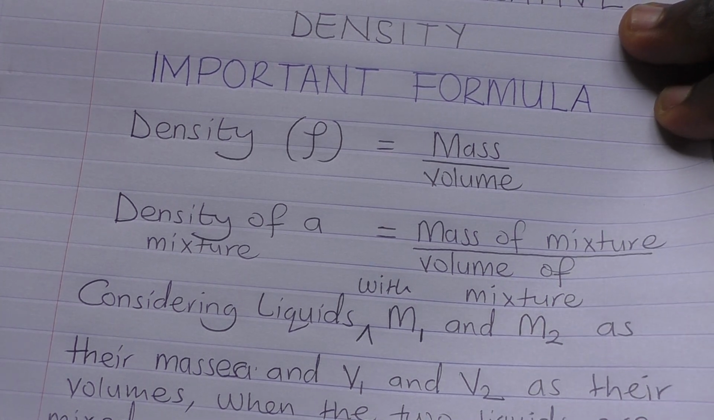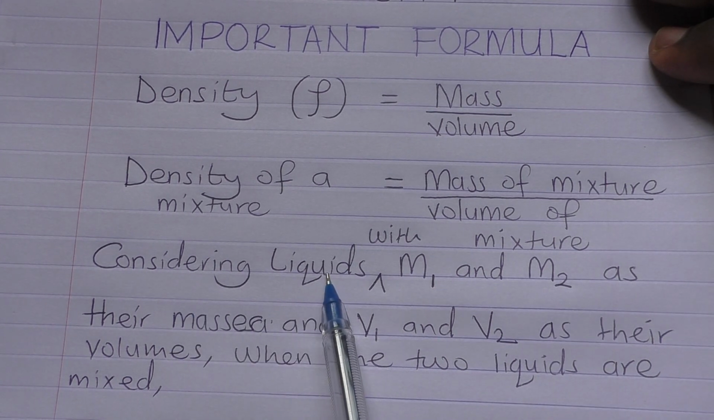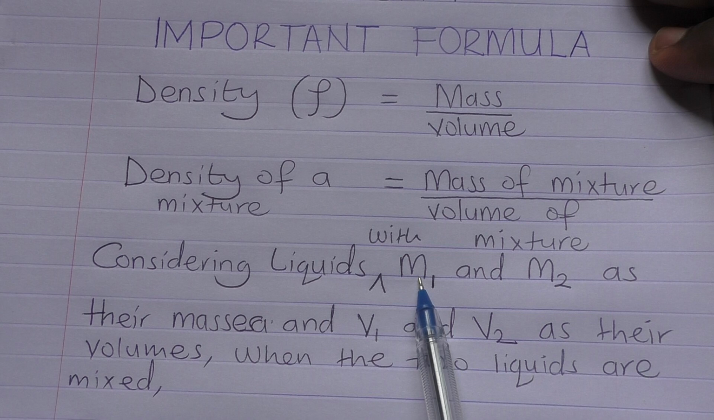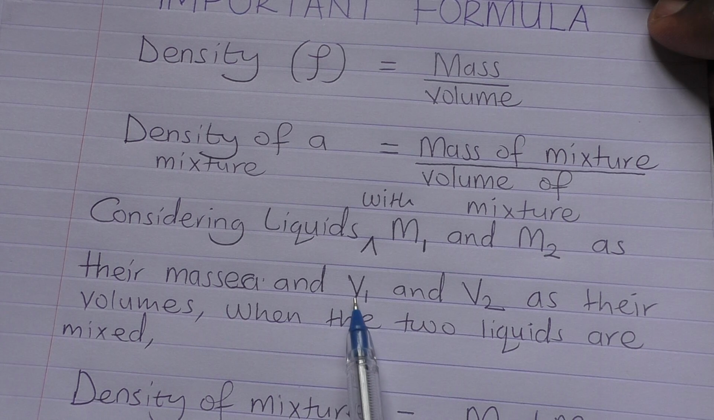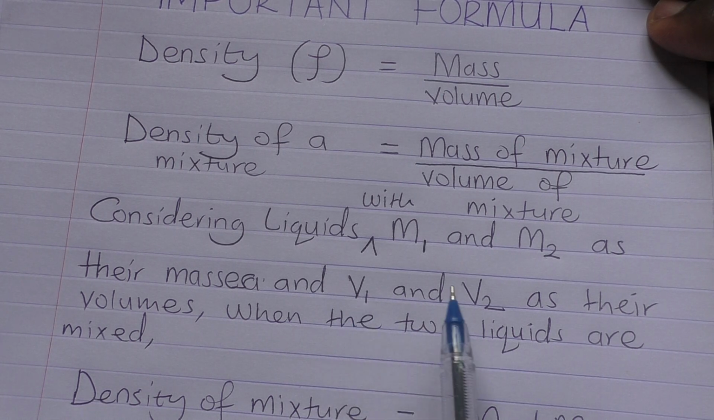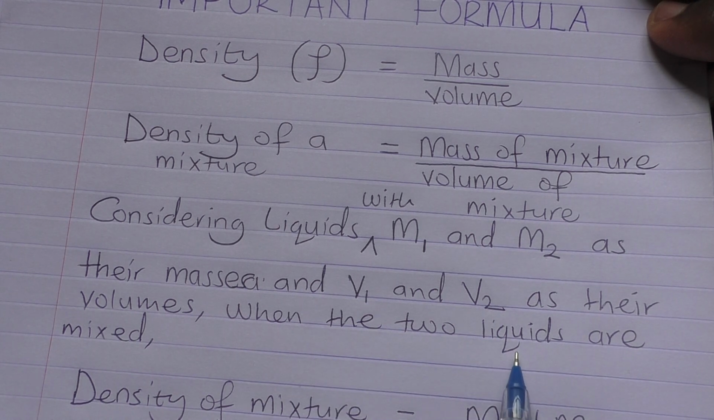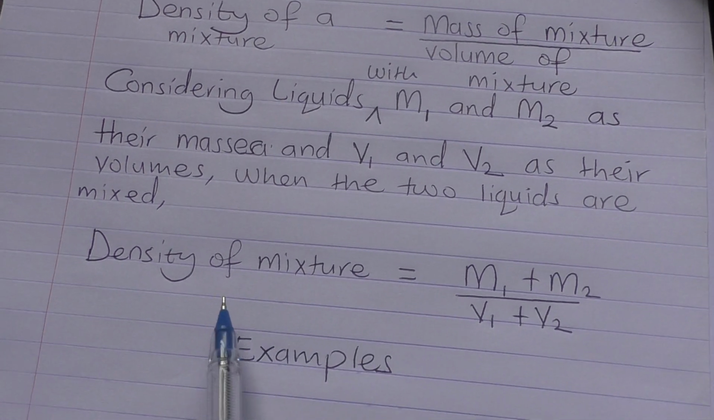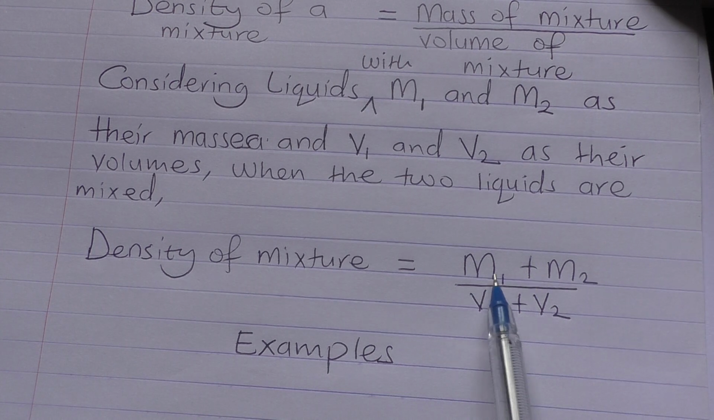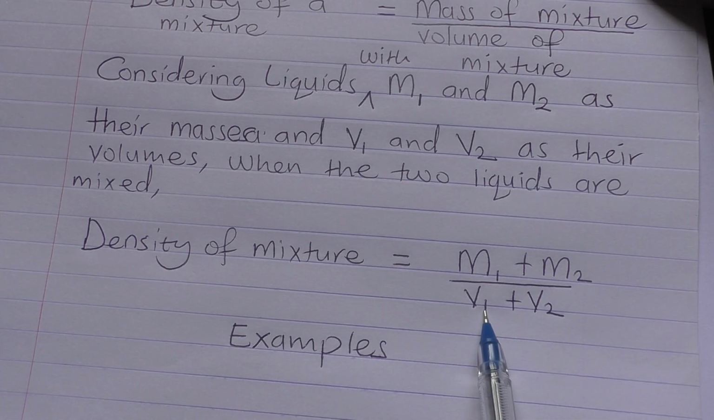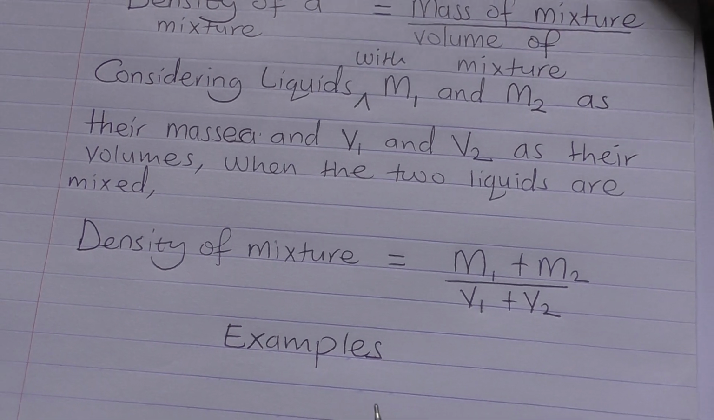We are back on density of mixtures. We are now considering two liquids with masses M1 and M2 and their respective volumes V1 and V2. Therefore, when these two liquids are mixed, we shall have the density of the mixture as M1 plus M2 over V1 plus V2. That's how we shall get the density of mixtures.